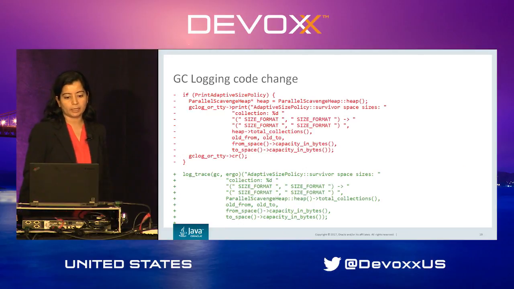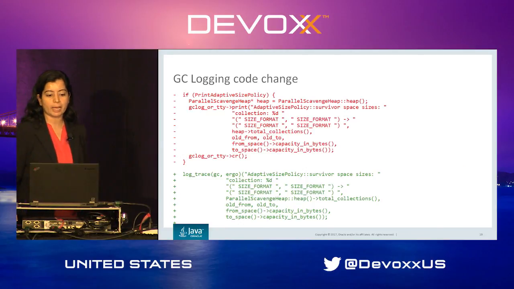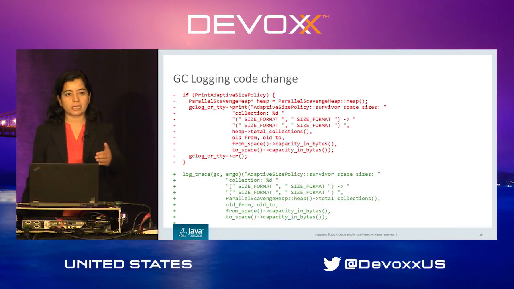Another example, we used to have a flag PrintAdaptiveSizePolicy, so that has been removed, and a logging message at trace level is logged using tags GC and ergo, and the message remains the same.